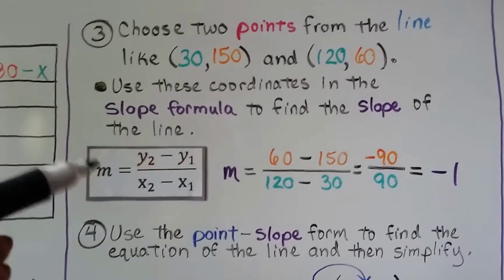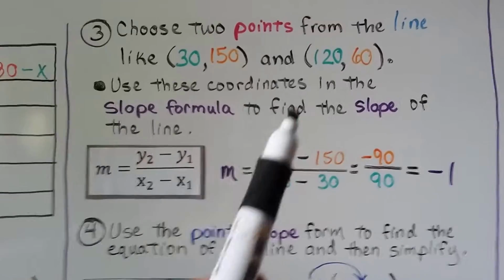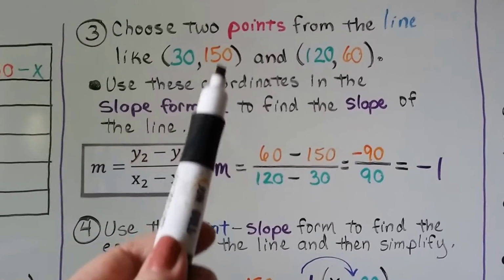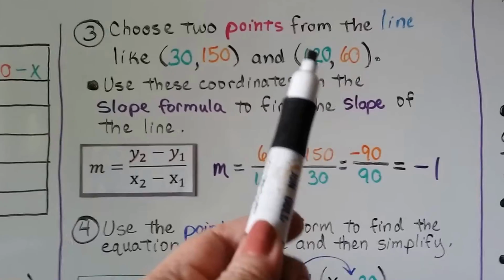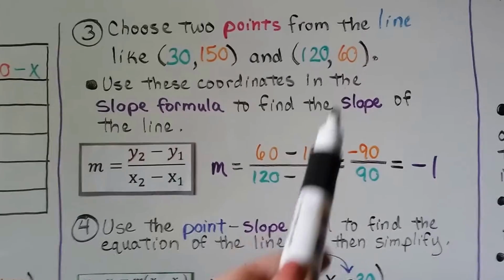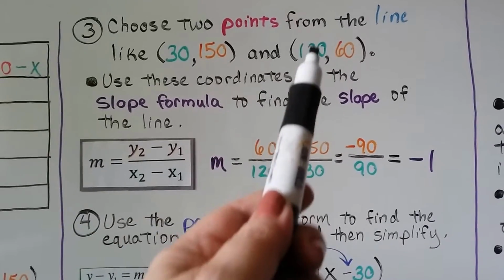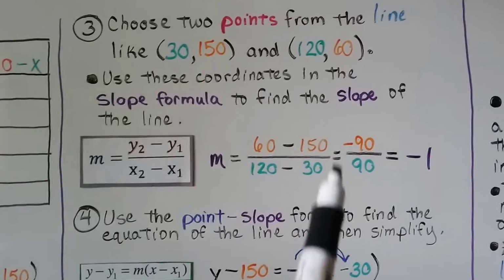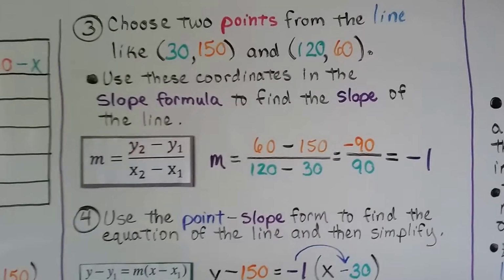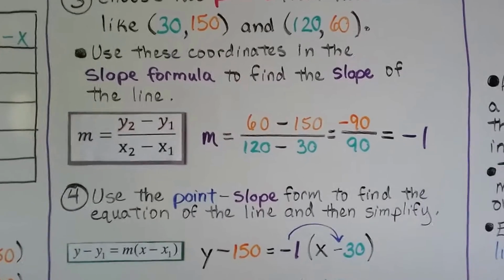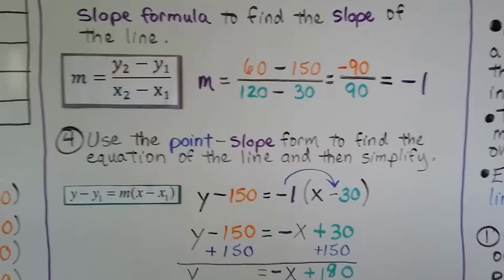So here's our slope formula, and we've got our x sub 1, y sub 1, x sub 2, y sub 2. So we're going to do 60 minus 150 and 120 minus 30. We're going to get a negative 90 over a 90, which is a negative 1. So we know our slope, m, is a negative 1.